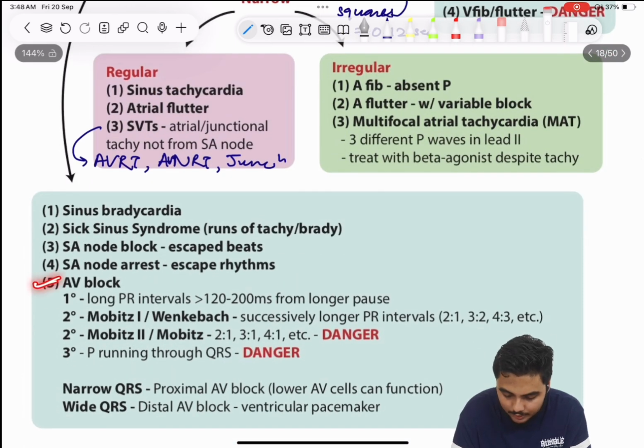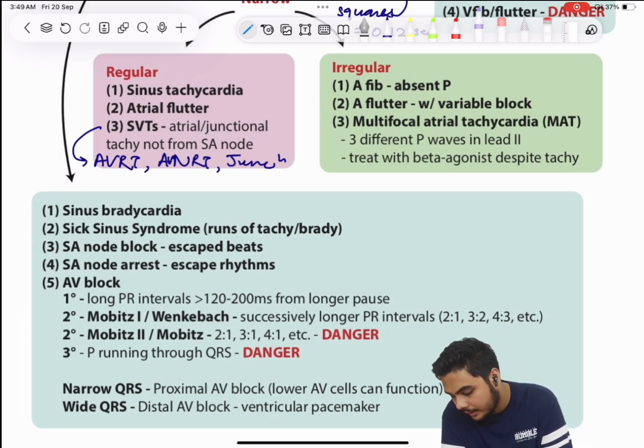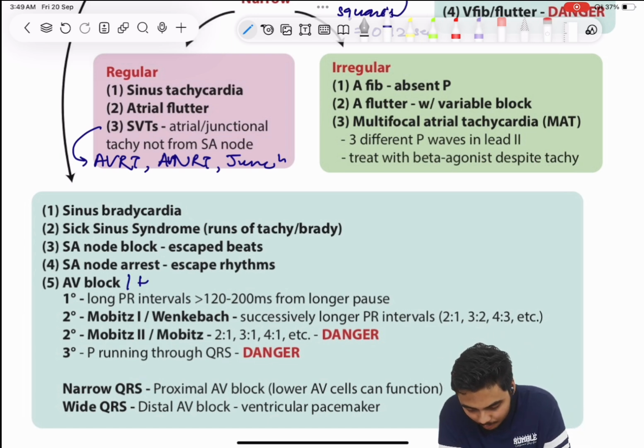Next and most important is heart blockade, that is AV blockade, atrioventricular block, the blockade that is present between the atria and ventricles, right? So this is called the heart block, and heart block is a major reason for bradycardia.